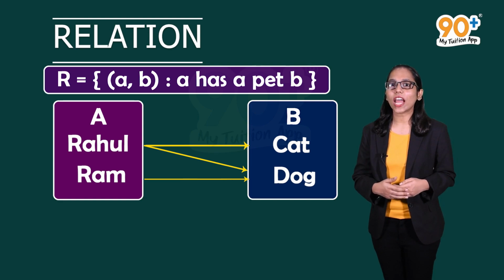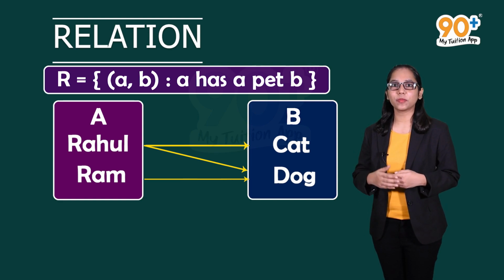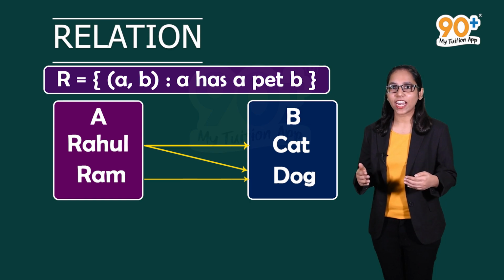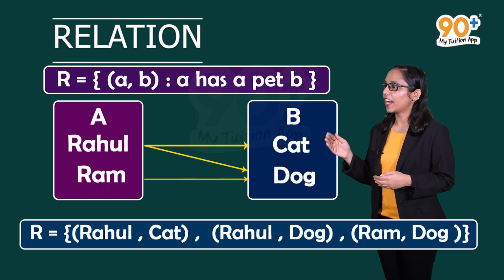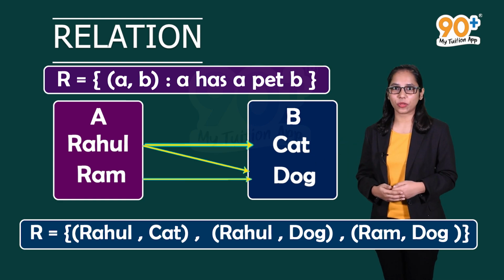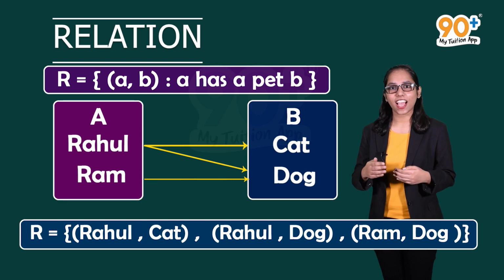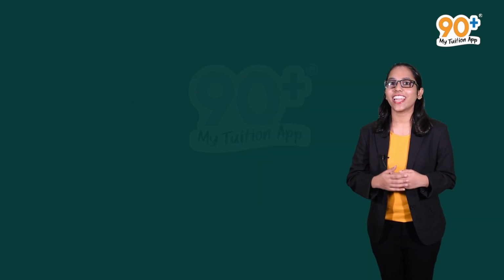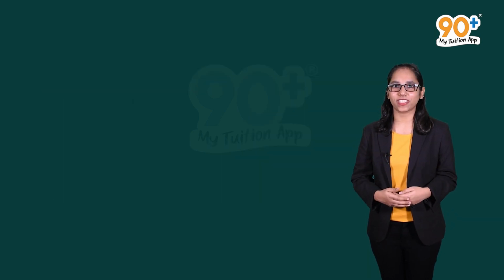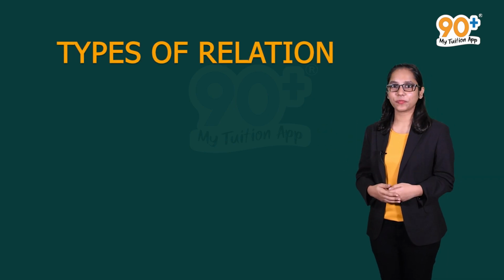Now, what are all the elements in the set R? That is, R equal to the ordered pairs (Rahul, cat), (Rahul, dog) and (Ram, dog). That is, we got three elements in the set R. Now, let's move on to our next topic, types of relation.